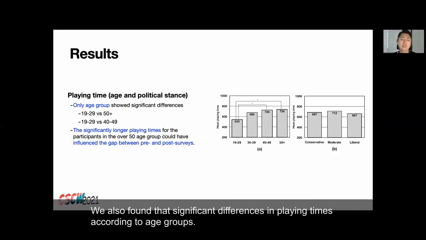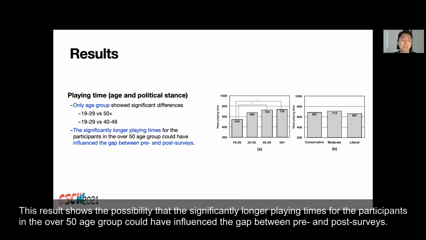We also found a significant difference in the playing times according to the age group. This result showed the possibility that the significantly longer playing times for the participants in the over 50 age group could have influenced the gap between the pre and post surveys.